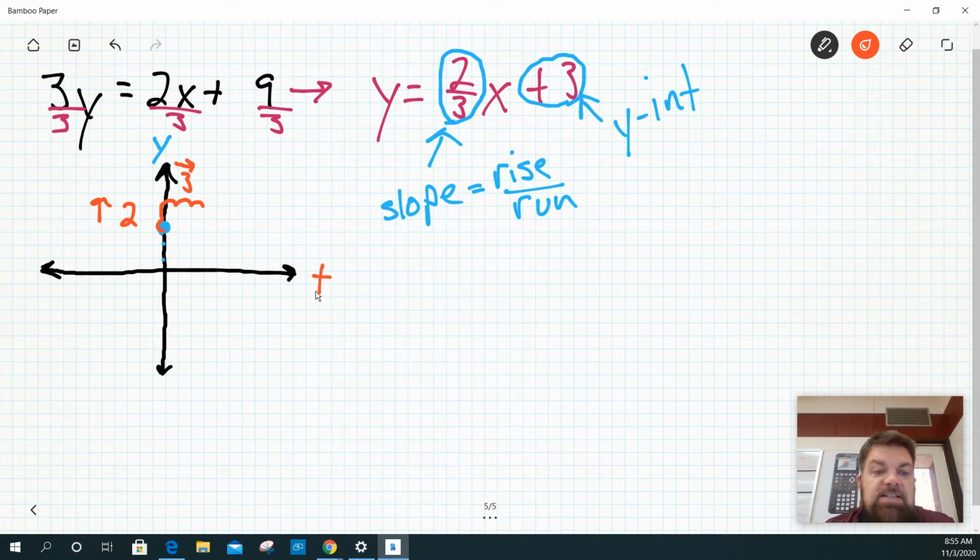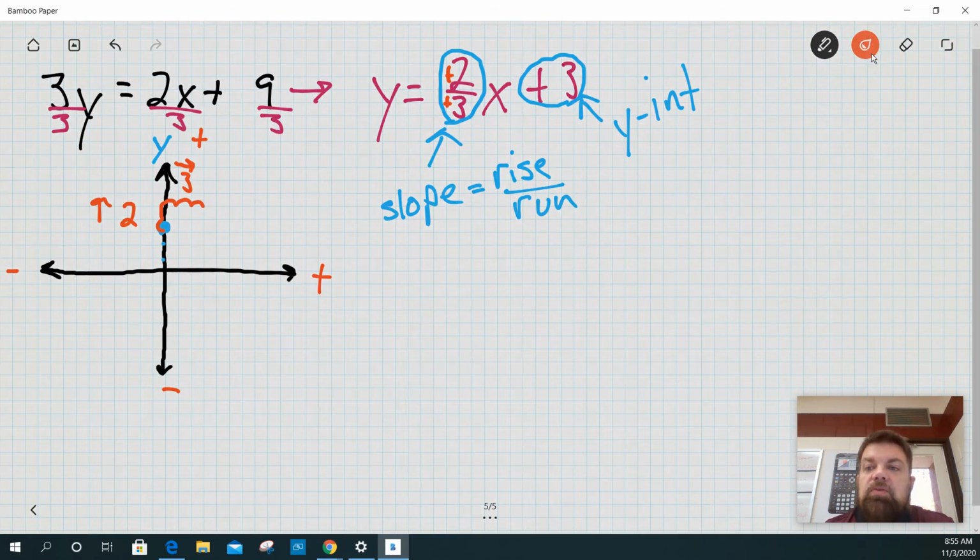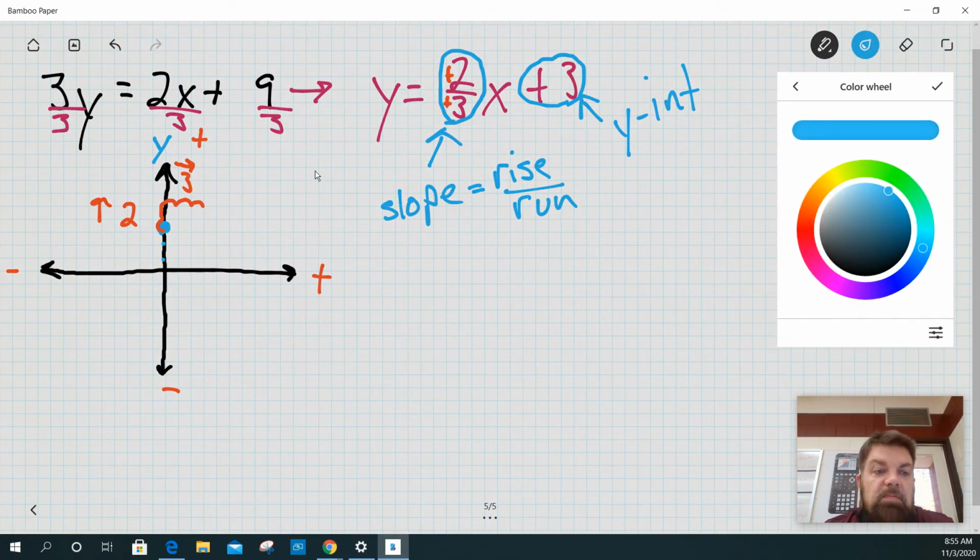Why? Because this is the positive x direction, this is the negative x direction, this is the positive y direction, and this is the negative y direction. So I have a positive 2 in my y direction, which means I go up 2, and I have a positive x, which means I go to the right 3. So I'm going to go up 2 over 3, and then I'm going to put a point.